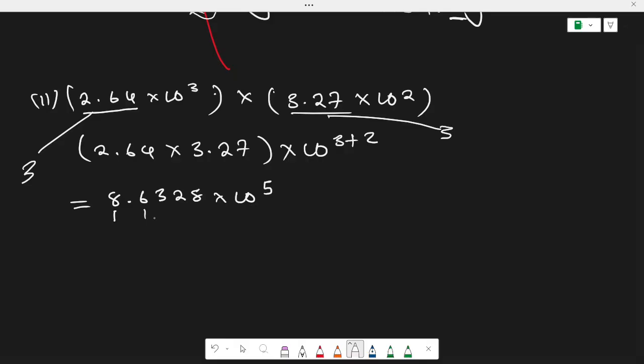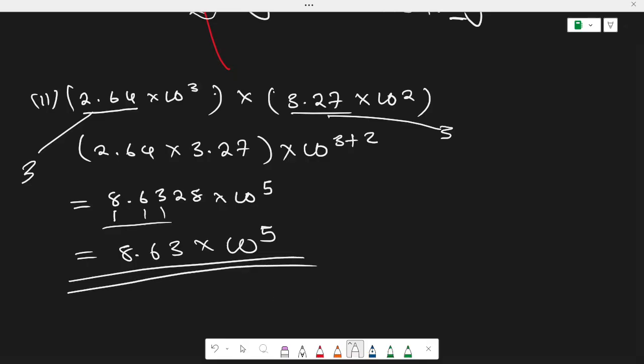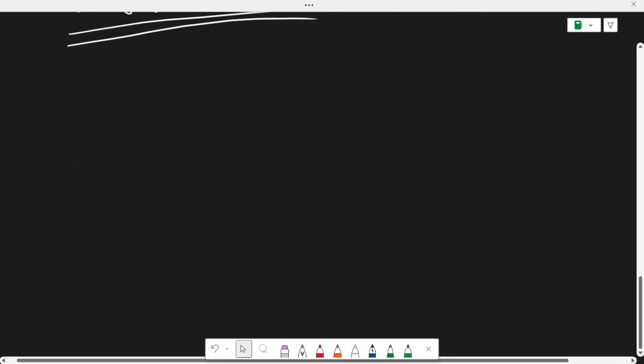This is significant, significant, significant. You end here. It's going to be 8.63 times 10 to the power 5 as your final answer. So that's how you go about that. As a final note, guys, for addition and subtraction, you consider decimal places. Please keep this in mind.